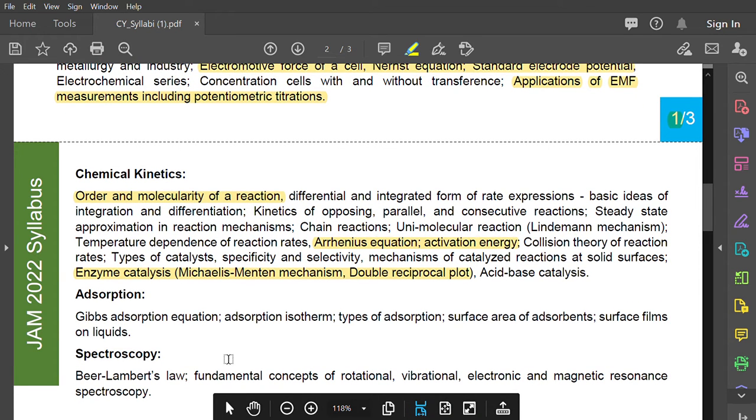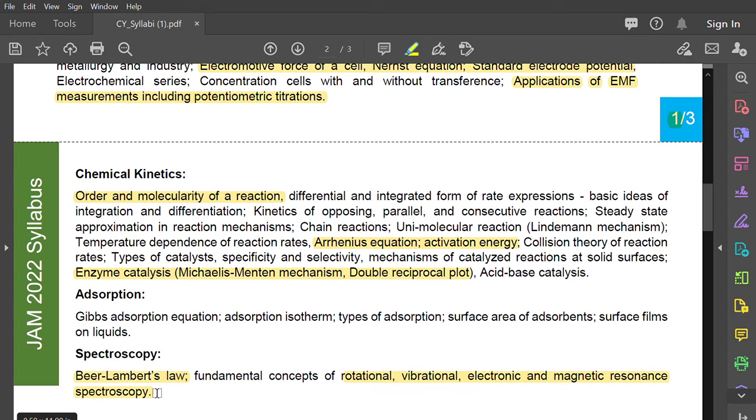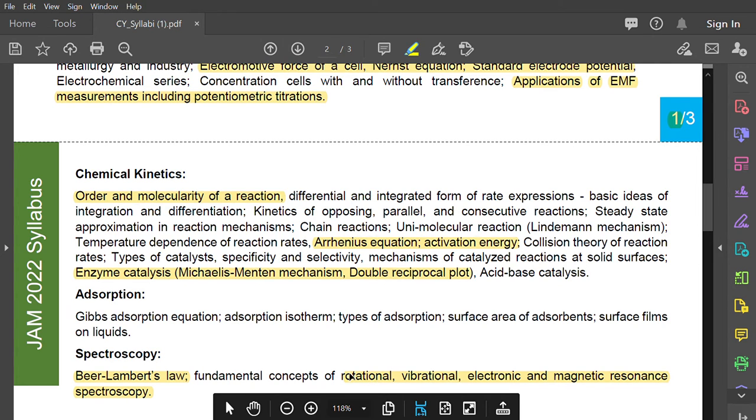Obviously, at last over here, spectroscopy. Problems on Lambert-Beer's law, calculation of molar extinction coefficient. Standard problems on rotational or vibrational energy, or even magnetic resonance spectroscopy. So these are the things that one can go for. Theory will not be asked. Sums relating to rotational, vibrational, electronic and magnetic resonance spectroscopy will be asked, and Lambert-Beer's law. So try to do sums and not read the theory over here.